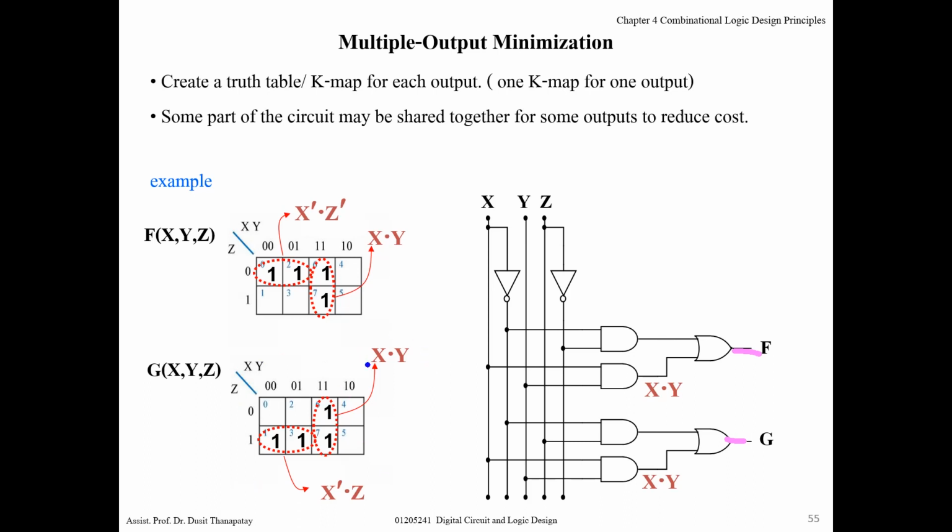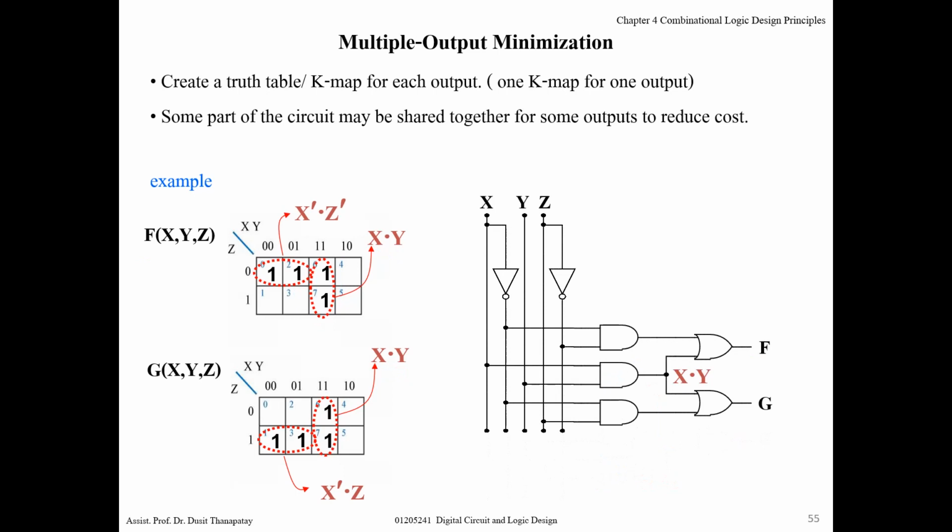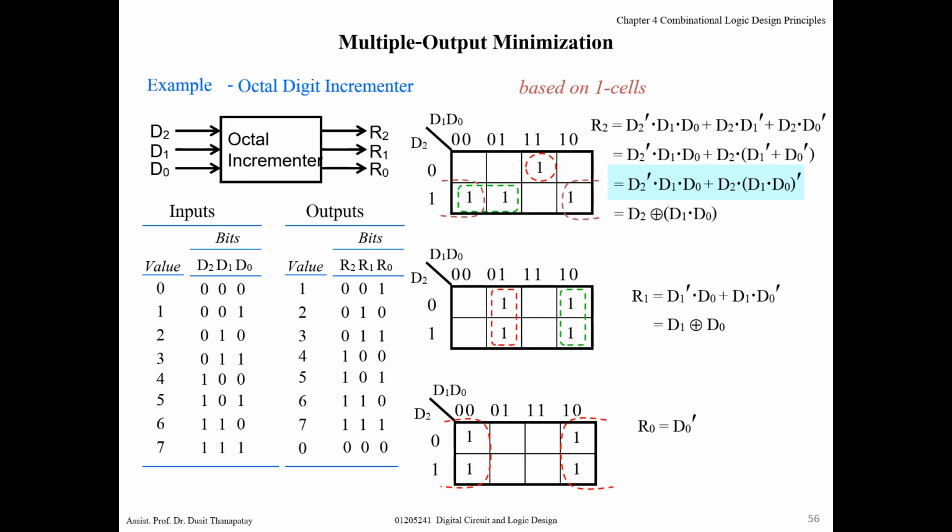Anyway, in some cases you can reduce the circuit by using some common term. Namely, for example, function f has an x and y term, and function g also has an x and y term. That means you can reduce one AND gate. You can use the x and y signal from this AND gate. Something like this. And this one is just an example that has 3 outputs.